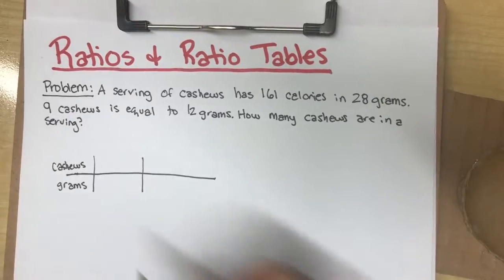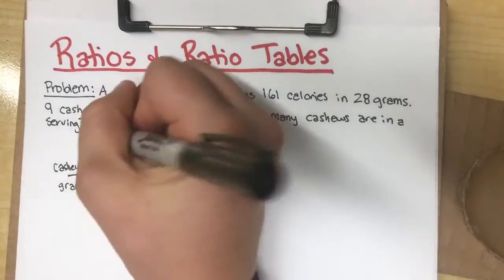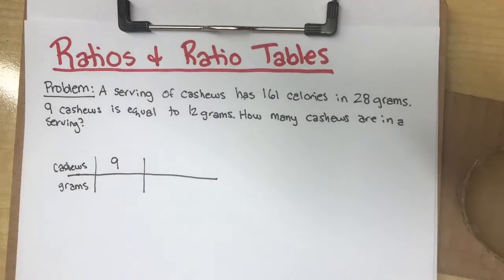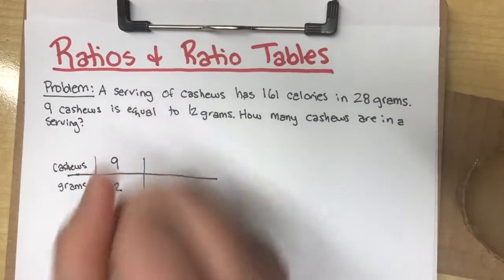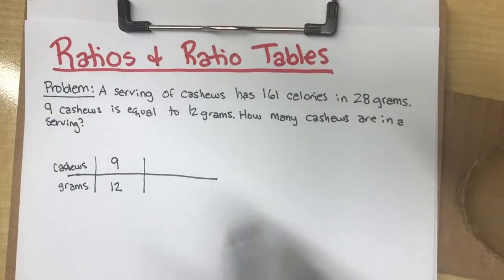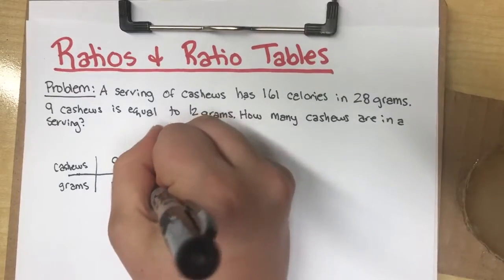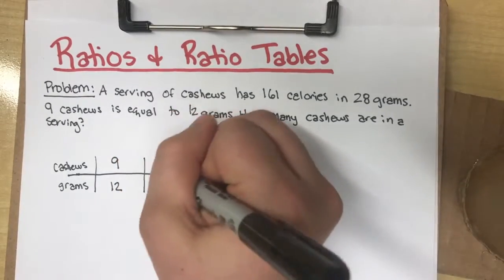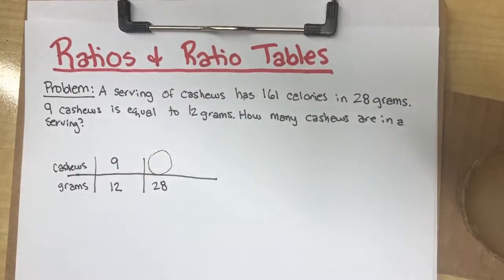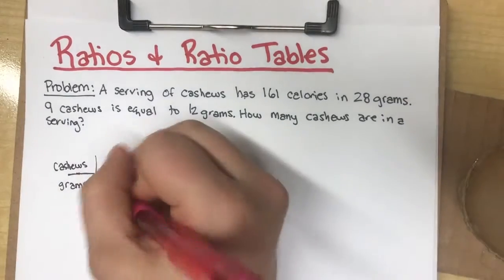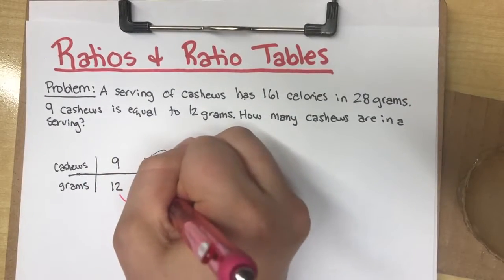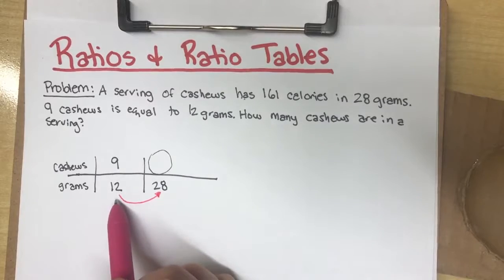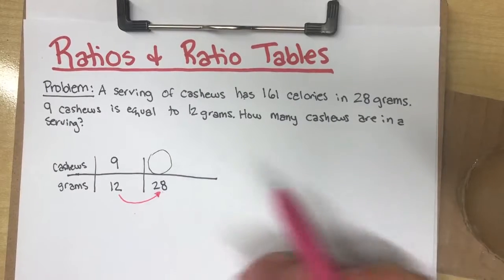Okay, so I know that my starting ratio is 9 cashews and 12 grams. And that in a serving there's 28 grams. And I don't know this. This is what I'm trying to figure out. Okay, so the first step is to figure out, okay, 12 times what equals 28?